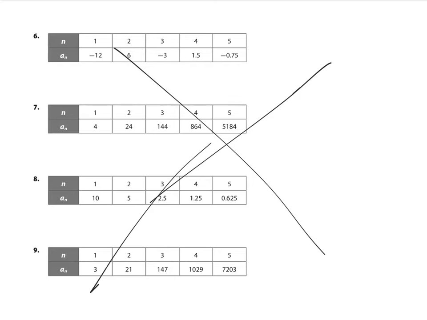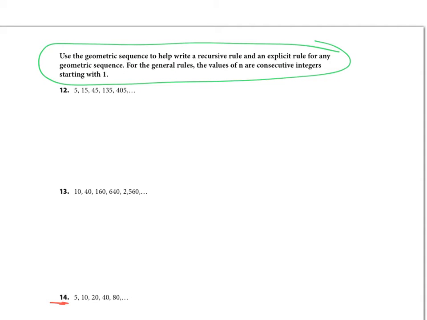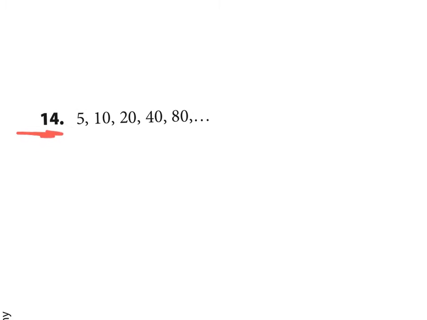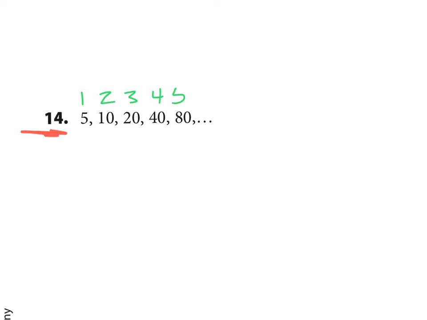So we're going to skip this page of problems because it's the same thing. This one says use the geometric sequence to help write a recursive rule and an explicit rule for any geometric sequence. For the general rules, the values of n are consecutive integers starting with 1. Okay, what's that mean? This is the same type of problem as we just got through doing. The only difference is it's not presented in a table. So this is term 1, term 2, term 3, term 4, term 5.